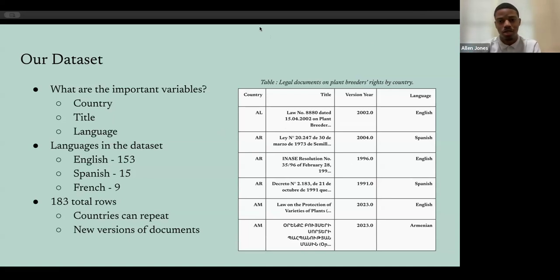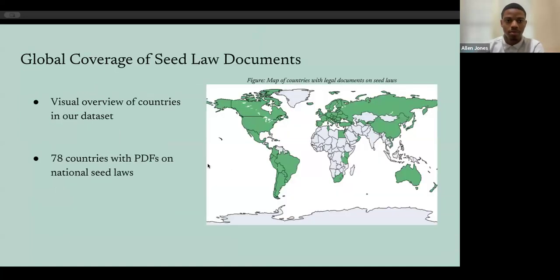Most of our documents were in English, with 153 documents being in English. Second up was Spanish with 15, and third was French with 9. But there were other languages as well, such as Albanian and Japanese. And this is just a map of the global coverage. As you can see, there are lots of different countries: Albania, Mexico, Argentina, Kenya, and a lot more.